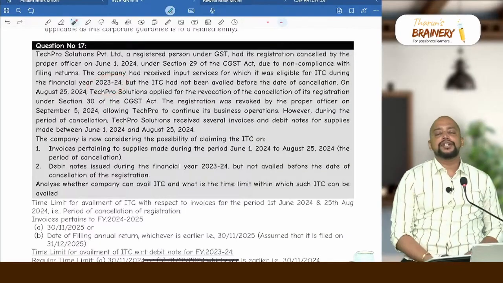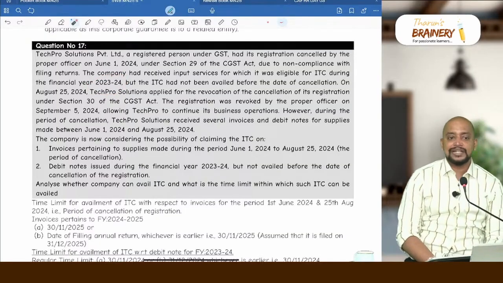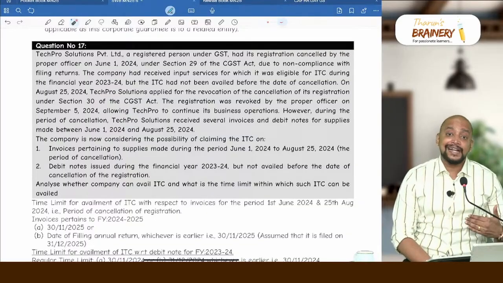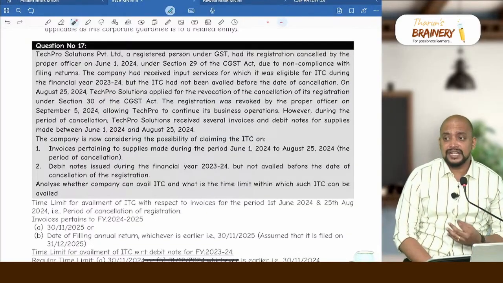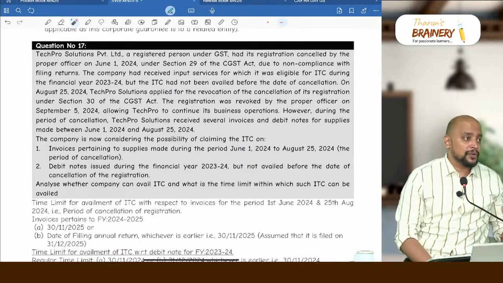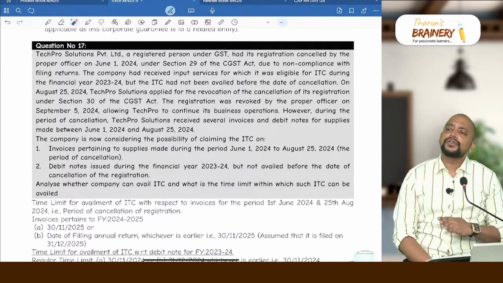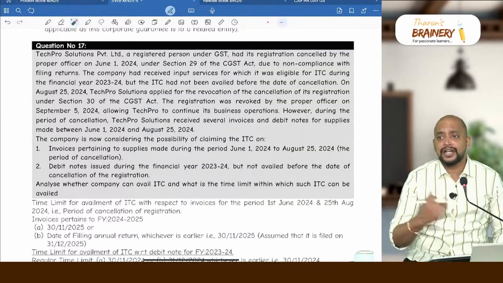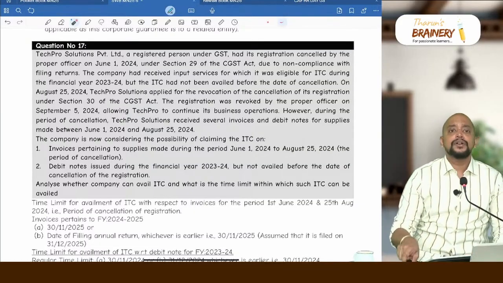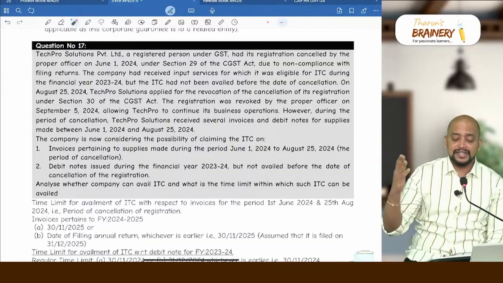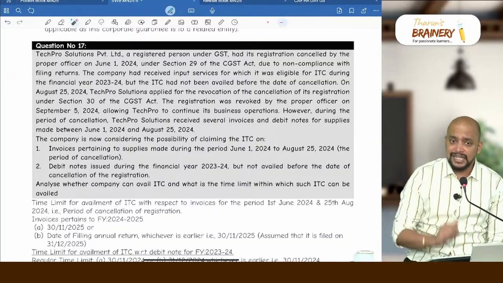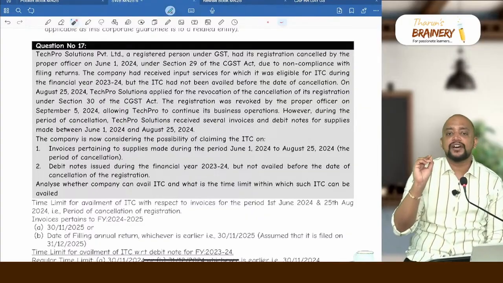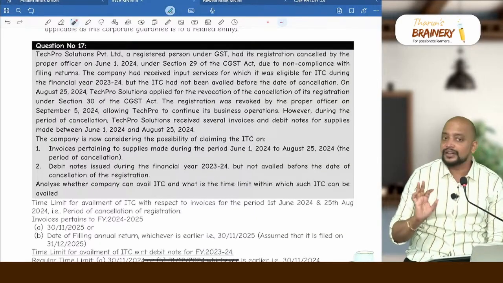For financial year 23-24, what is the time limit for availment of ITC? 30th November 2024 or the date of filing annual return, whichever is earlier. As the question is silent about the date of filing annual return, usually when the question is silent, you take the due date of filing annual return itself as the date of filing annual return. What is the due date of filing annual return? 31st December 2024. Whichever is earlier, that is 30th November 2024 is the time limit for availment of ITC for this financial year. Got it?